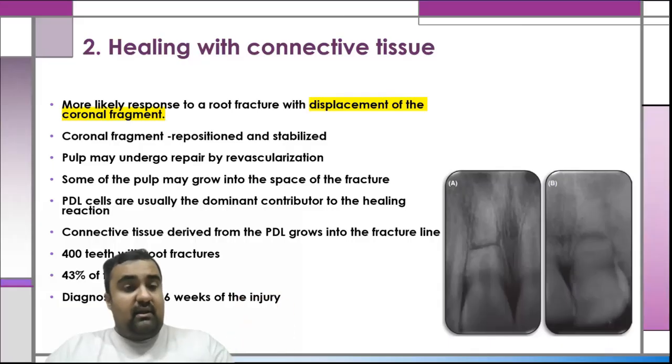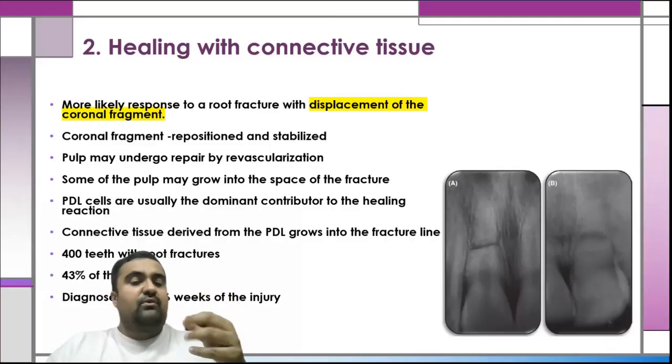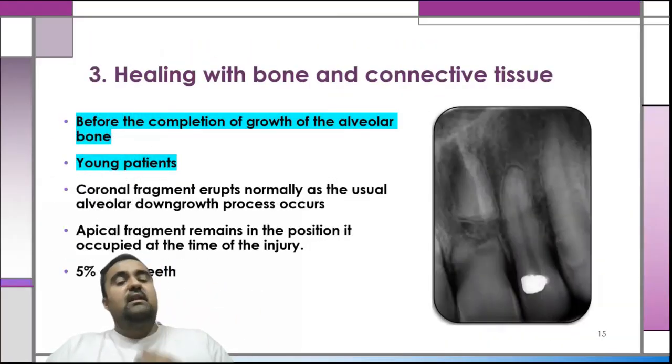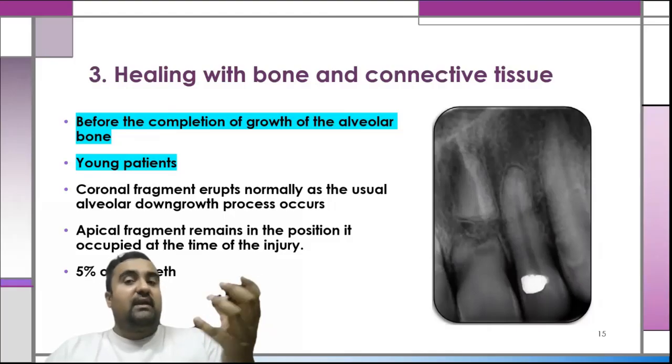And in the study I told you about in the previous slide, 400 teeth with root fractures were noted, out of which 43% of the teeth healed with connective tissue inflammation. And these were diagnosed within 6 weeks of the injury. Then comes your healing with bone and connective tissue.